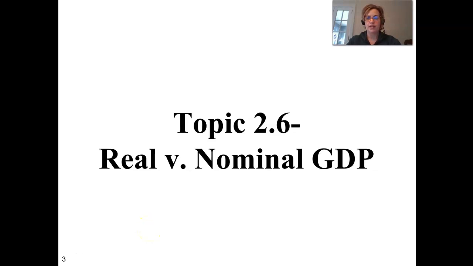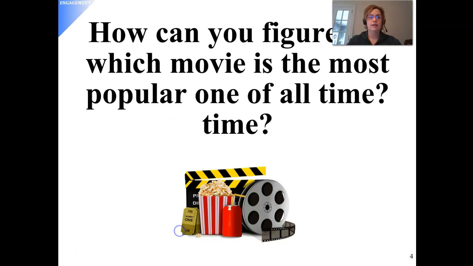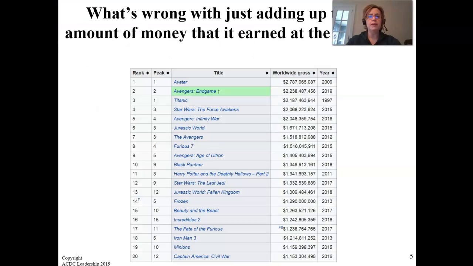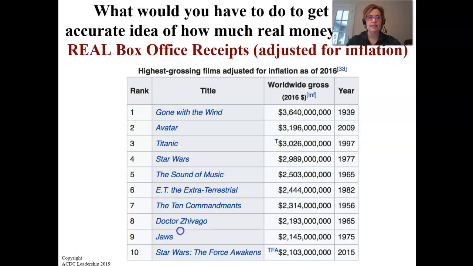In this video, I'm going to cover real versus nominal GDP. How can you figure out which movie is the most popular one of all time? What would be wrong with just adding up the total amount of money that's earned at the box office? This list gives you the nominal box office receipts.